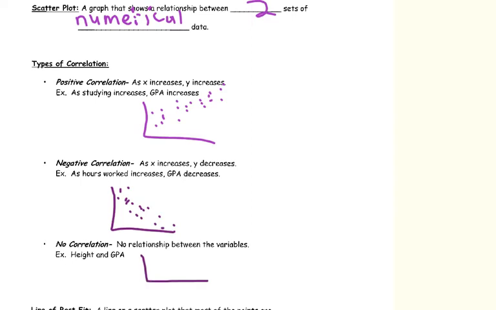And then you could have things that don't even have correlation. They're going to look like a bunch of dots all over the graph. They're not looking like they are increasing or decreasing at all. So that's when there's no relationship between the variables. An example of that is height and your GPA. Your GPA isn't related to if you're 5'1" or if you're 6'2". There's no relationship, so those points would be all over the place.